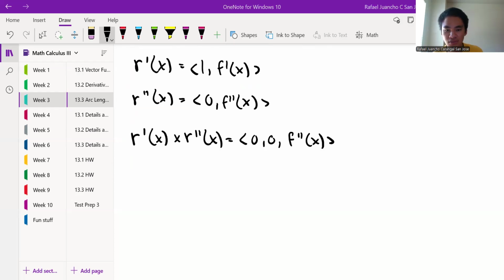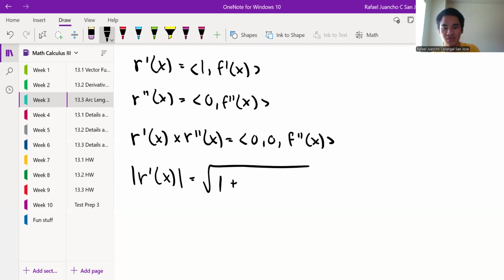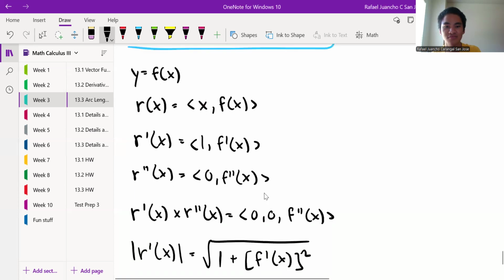And so, to get the magnitude, oh yeah, another thing is getting the magnitude of my first derivative. So that's just, again, this square root. 1 squared is just 1, plus this thing squared. Fascinating. It looks like an arc length. And so yeah, by the theorem, well, we get something new here.